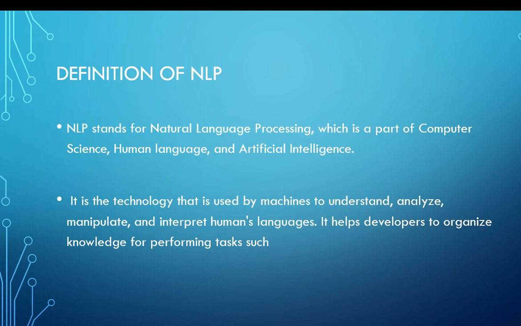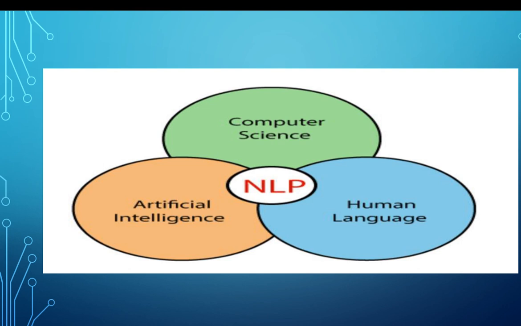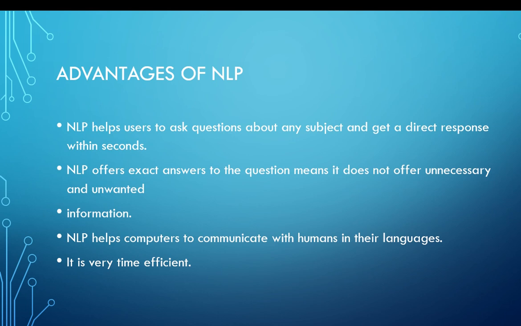It is a technology that is used by machines to understand, analyze, manipulate, and interpret human languages. It also helps developers to organize knowledge to perform multiple tasks. This is a basic diagram which covers all three streams: computer science, artificial intelligence, and human language.